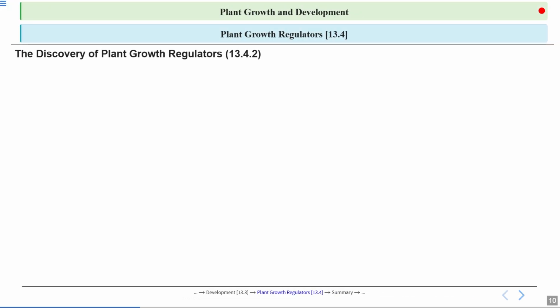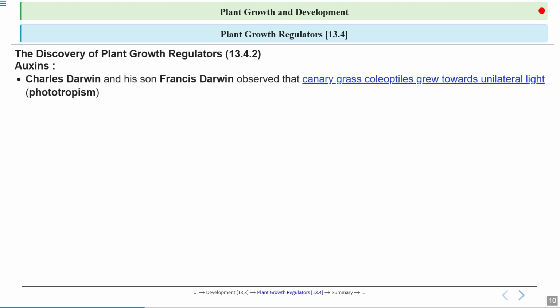Now we will talk about the discovery of the plant growth regulators. So first of all, we will talk about auxin, how auxin was discovered. Charles Darwin, he was the father of Francis Darwin. Now they were doing some experiment taking the canary grass coleoptiles. And this shows that when the light was passed on the coleoptile, all the coleoptiles start growing towards the light. So they are showing the phototropism phenomenon.